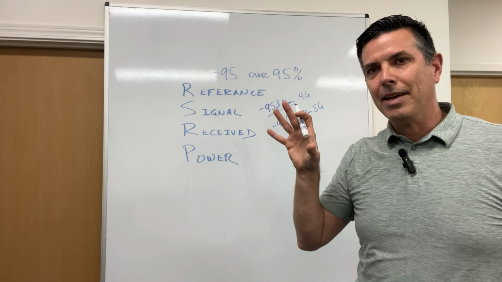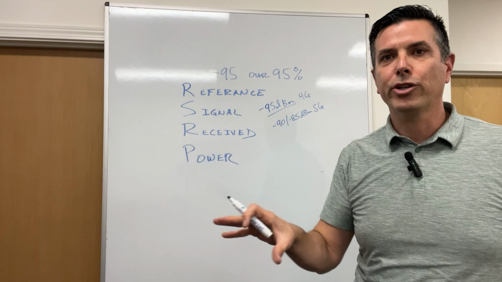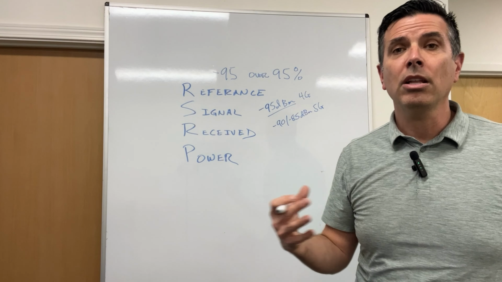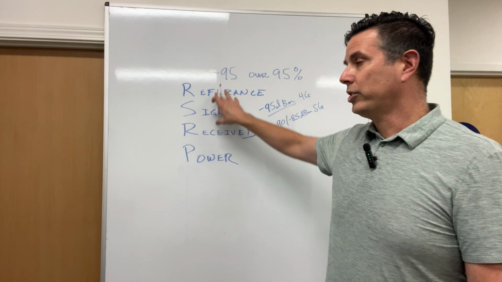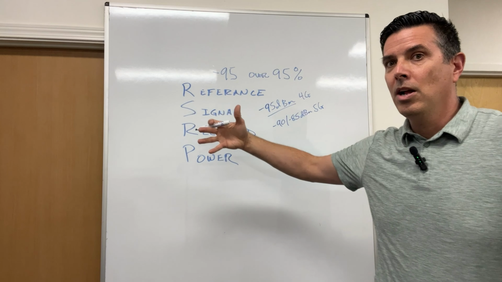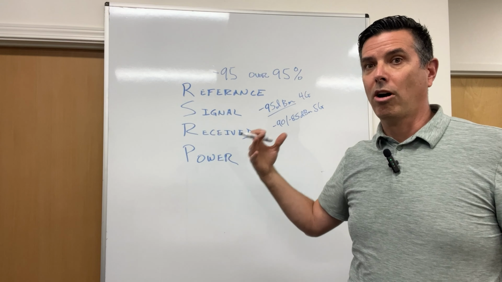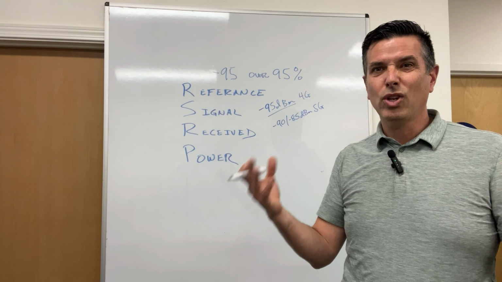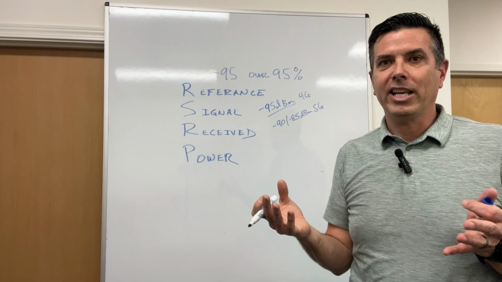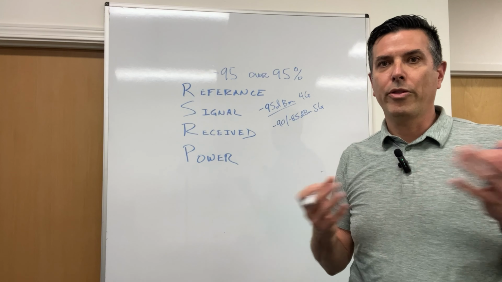RSRP, again, is that main power measurement from your serving cell. How strong is it? How good is my signal? It's the reference signal, so it's not the entire piece of the spectrum. That's RSSI, Received Signal Strength Indicator, and that includes noise and other junk you don't want. So that can be very misleading if you have a lot of co-channel interference or other noise.